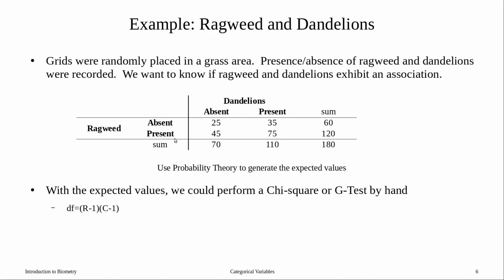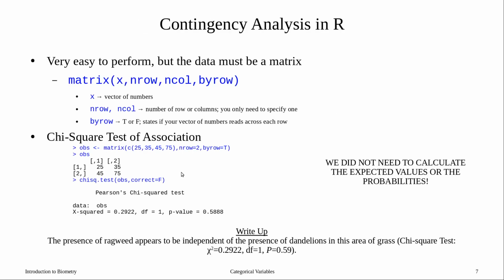So in this example, we have two rows. So 2 minus 1 is 1. And then we have 2 columns. So 2 minus 1 equals 1. So 1 times 1 gives us 1 degree of freedom. So let's go through how we would actually do this in R.